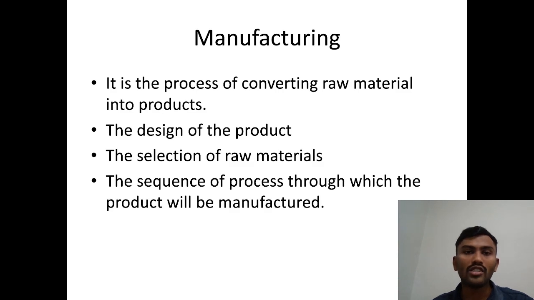In manufacturing, different types of processes will be there. We will learn them one by one. The manufacturing process involves the following things: the design of the product. I already mentioned that manufacturing is converting a raw material into a product. Manufacturing involves the design of the product, selection of the material, and the sequence of the process through which the product will be manufactured.